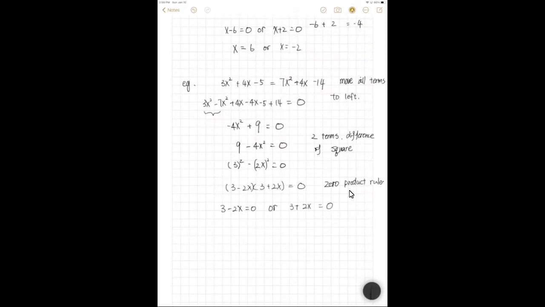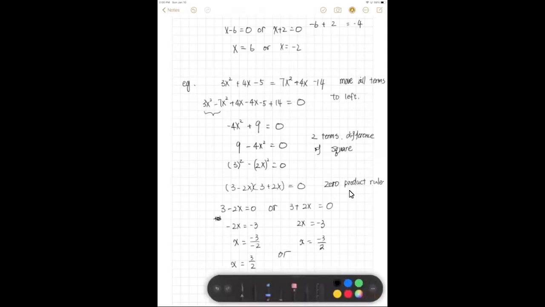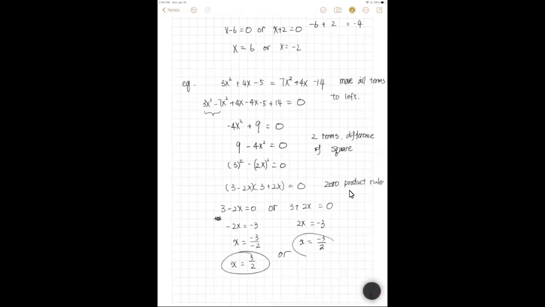So for 3 minus 2x, we subtract 3 on both sides. We have negative 2x equals negative 3, and then divide by negative 2, we have x equals negative 3 divided by negative 2. So x is equal to positive 3/2. For this one, we subtract 3 on both sides. We have 2x equals negative 3. Divide by 2, we have negative 3 over 2. So this would be our answer. Circle it, circle all of the answers.